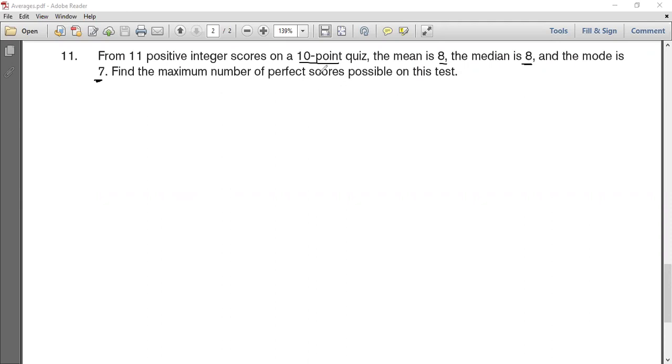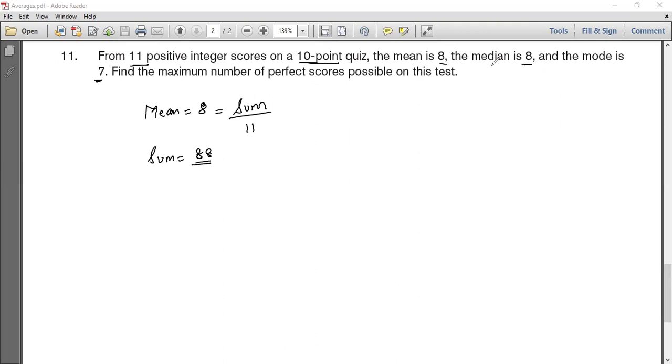So there are 11 values, the number of observations. The maximum score that can be scored is a 10. Okay, and the maximum number of perfect scores possible on this test. Now what they're saying is the mean is 8, so mean is equal to the sum of all observations over the number of observations, which is 11. So the sum has to be equal to 88 of the 11 values that I have.